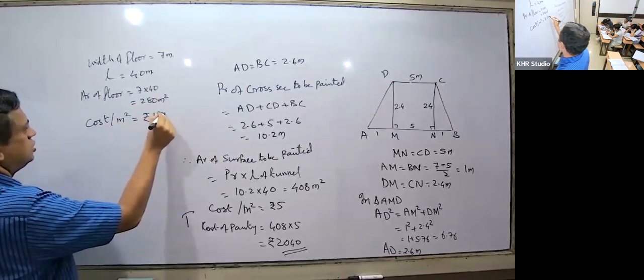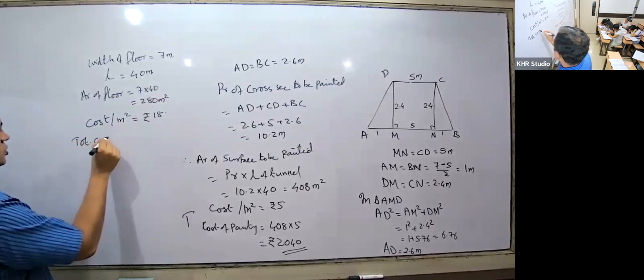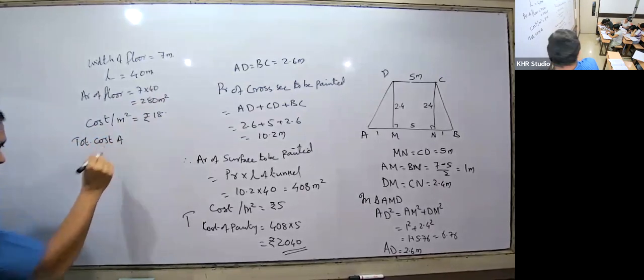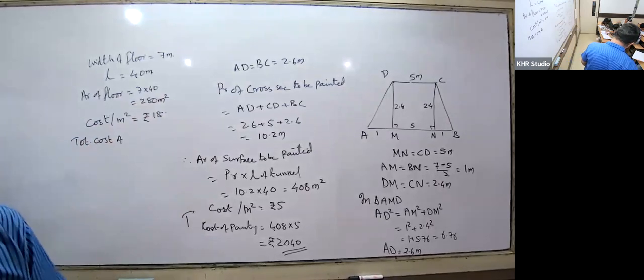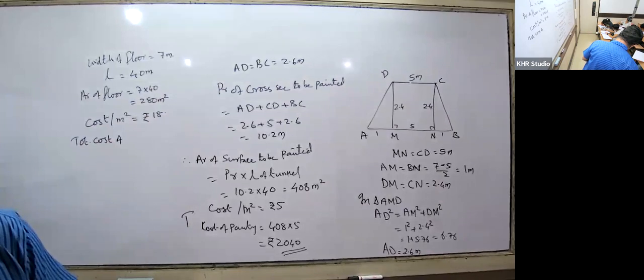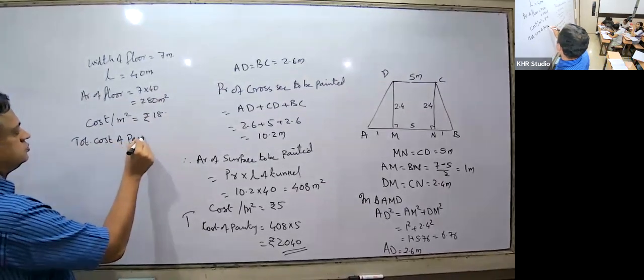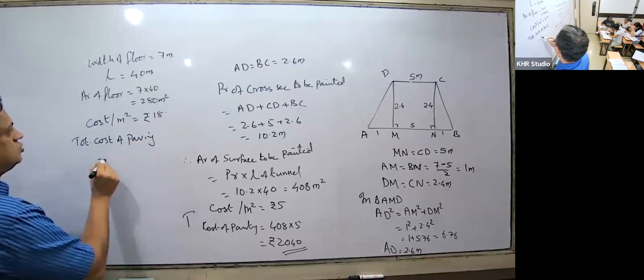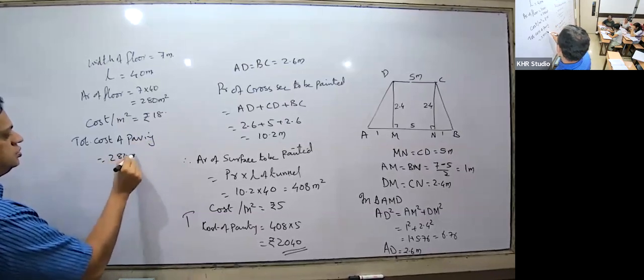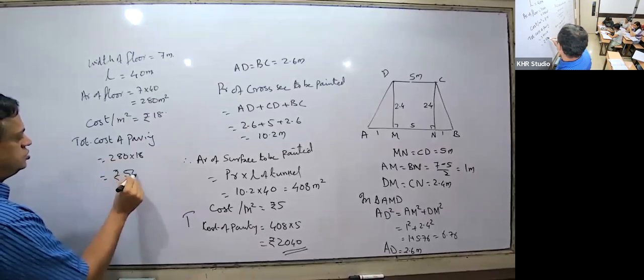Therefore, total cost of flooring, what is it? Total cost of what? The question you read, that right accordingly. Total cost of paving. 5040. That is equal to rupees 5040.